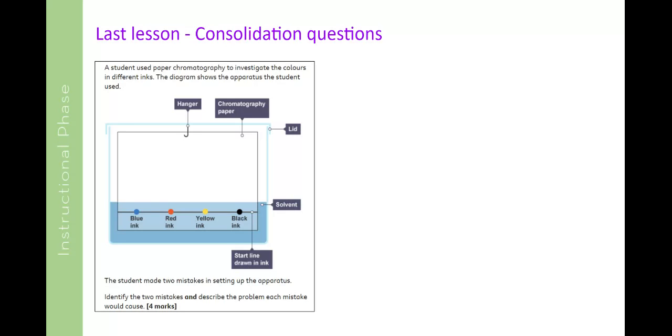Some of you answered them very well. Some of you got a little bit confused as to what the question wanted from you. Now, once you sort of understand them, they are pretty straightforward. Now, this was probably the strongest out of the three. So, a student used paper chromatography to investigate the colours in different inks. The diagram shows the apparatus the student used.